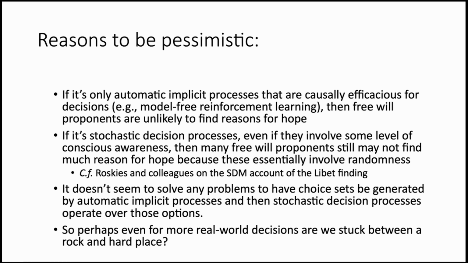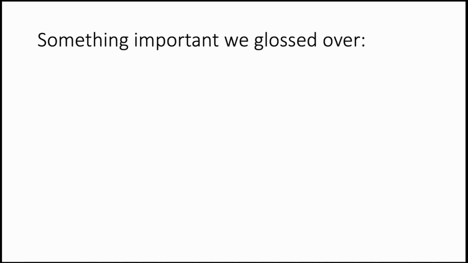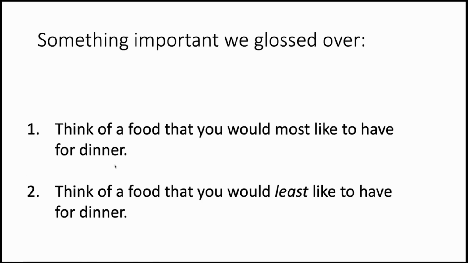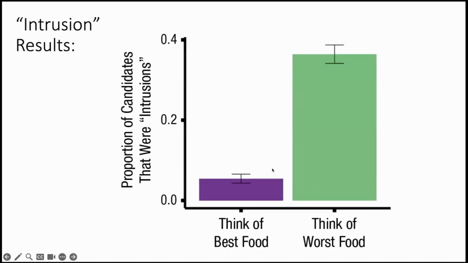But I think the key thing here is that the way we framed that past work left something really important out, and it's the insight that led us to the current project. If you go back to the results from this study, where you're either thinking of the food you would most like to have for dinner or the food you would least like to have for dinner, the result I emphasized is that you have more positive intrusions when you're trying to think of the food you'd least like to have for dinner, and not many intrusions here.